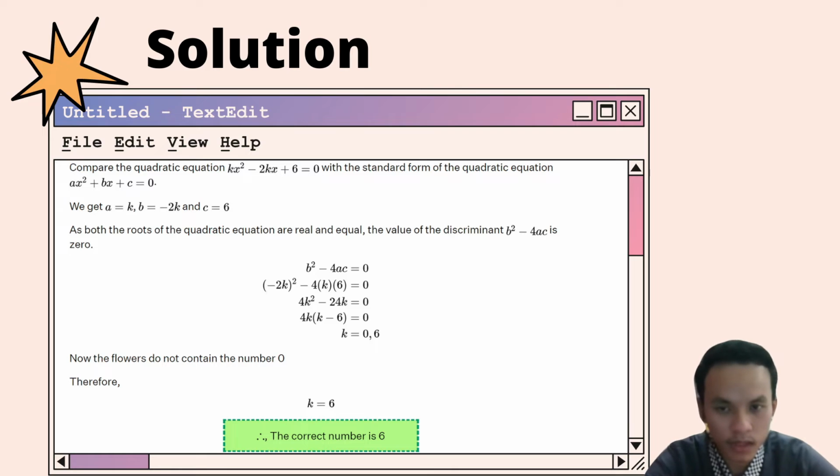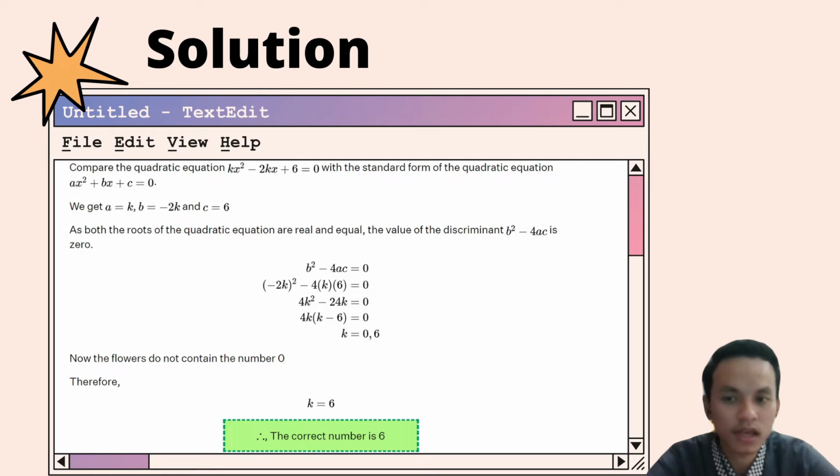Substitute, we will get negative 2k all squared minus 4 times k times 6 equal to 0, and then we get 4k squared minus 24k equal to 0. Factorize, we get 4k times k minus 6 equal to 0. The value of k will be 0 and 6. So now the flower does not contain the number 0, therefore k is 6. So the correct number of the flower is 6.